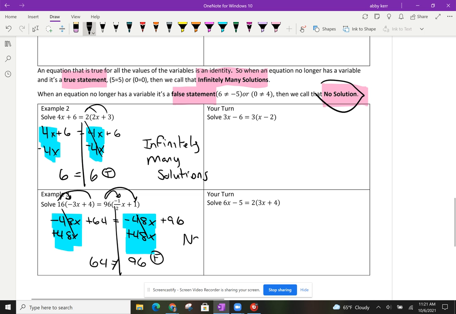So then you want to write no solution. That means there is no variable that will get you an answer. There is no answer that will make the equation work. It's always going to be no solution.